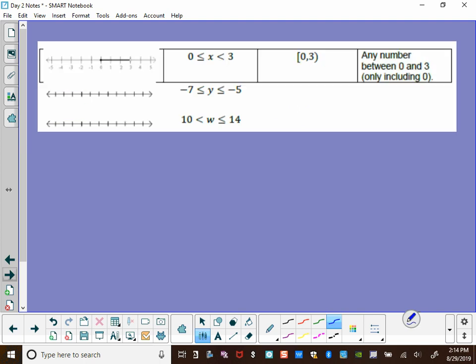All right, so here, look at this problem. Or... y is greater than or equal to -7, and y is less than or equal to -5. Is that and or? Yes, it is an and graph.